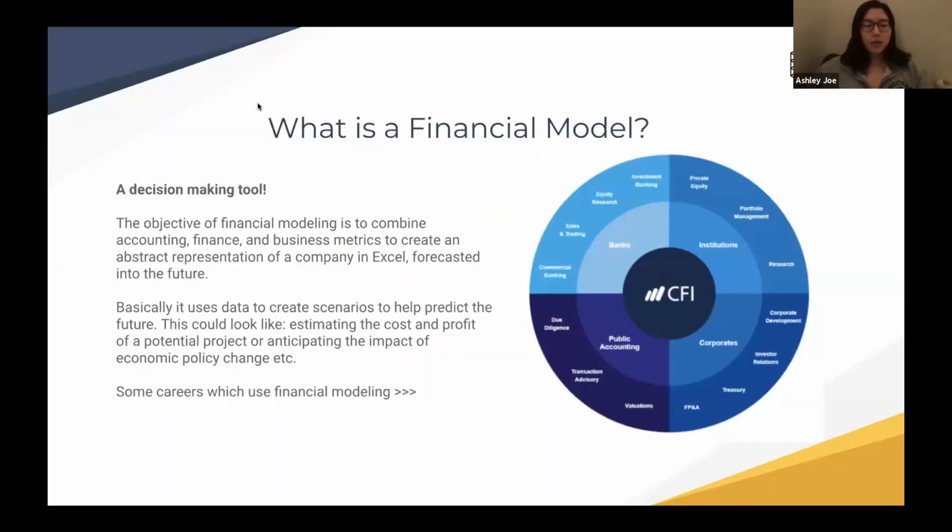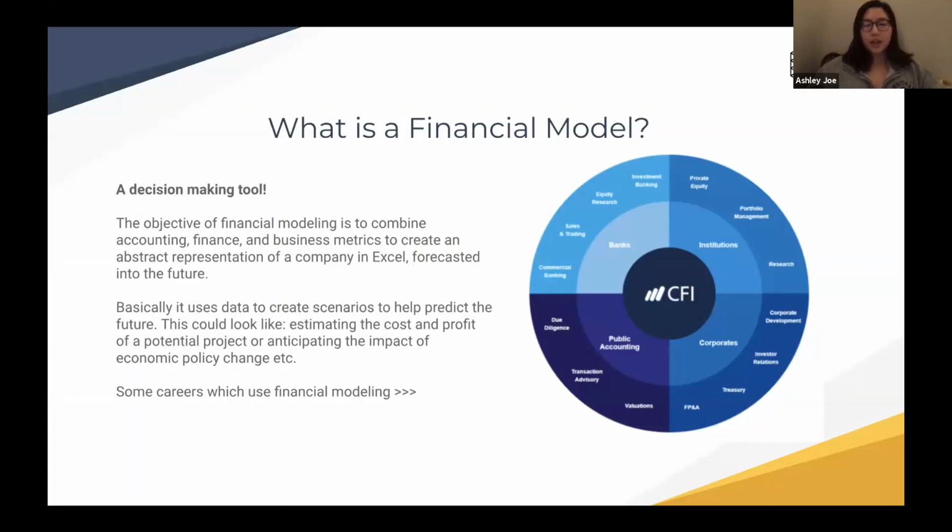Yeah, so today we're going to be presenting what financial models are and a little demo of financial modeling. A financial model, when you boil it down, is a decision-making tool. The objective of financial modeling is to combine accounting, finance, and business metrics to create an abstract representation of a company, usually using Excel, to forecast the future. And basically, that just means we use data to create scenarios to help predict the future.